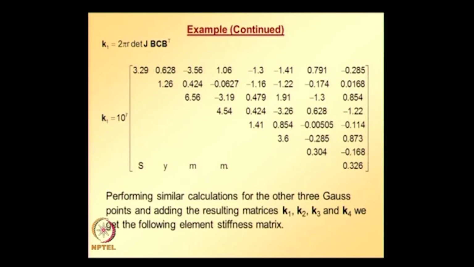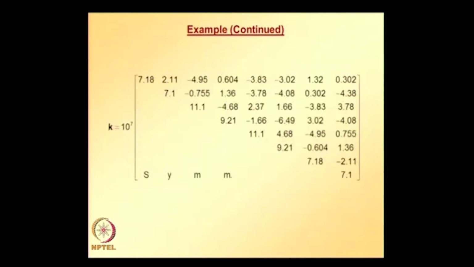Performing similar calculations for the other 3 integration points and adding the resultant matrices K1, K2, K3, K4, we get the element stiffness matrix which is shown here. So, we got the element stiffness matrix for the one element that we are adopting to solve this problem. Now our job is to get the equivalent nodal force vector.